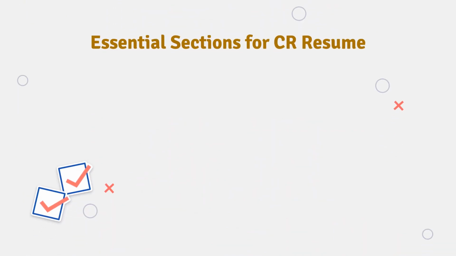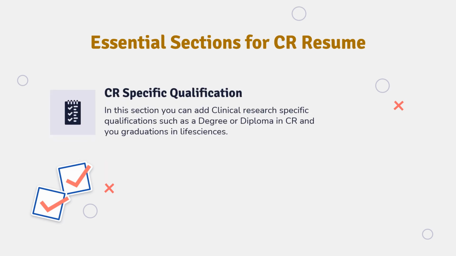Which are the essential sections of a clinical research resume? First is your clinical research specific qualification. A lot of people make the mistake of adding generic qualifications, that they have done pharmacy from here, they have done biotechnology from here. But the recruiter is interested in what clinical research specific credentials you have, and what your qualifications are in relation to clinical research or that particular job.